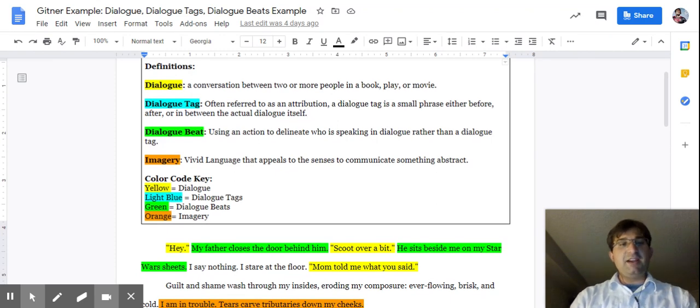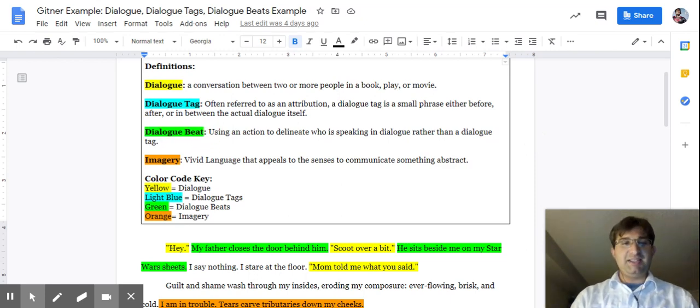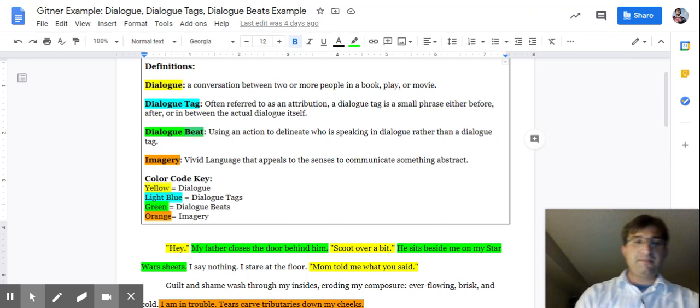The next part is the dialogue beat, right? This is a little bit different because sometimes in books and stories, you don't have "blank said," but you have an action to tell us who's speaking in the dialogue instead of a dialogue tag. One way to remember this is a dialogue tag is like the author telling us who's talking, and a dialogue beat is like the author showing us who's talking.